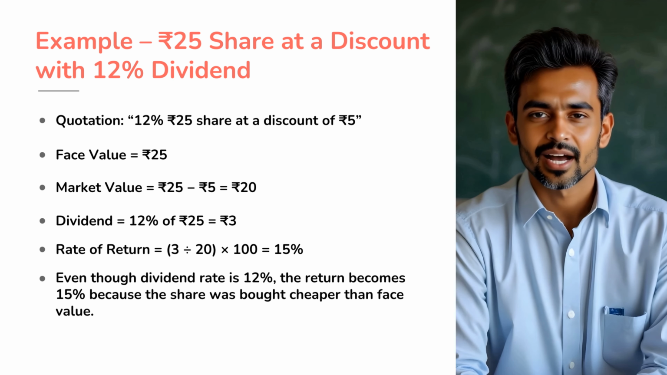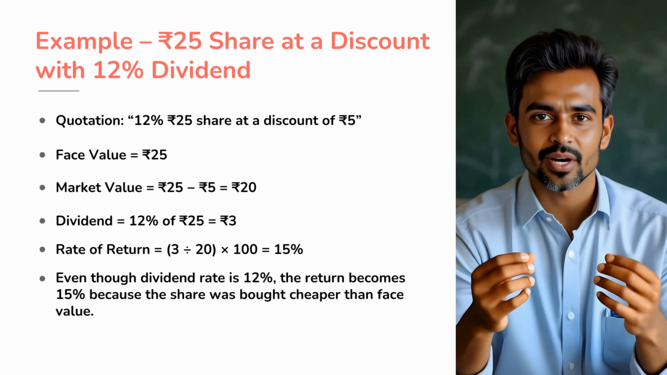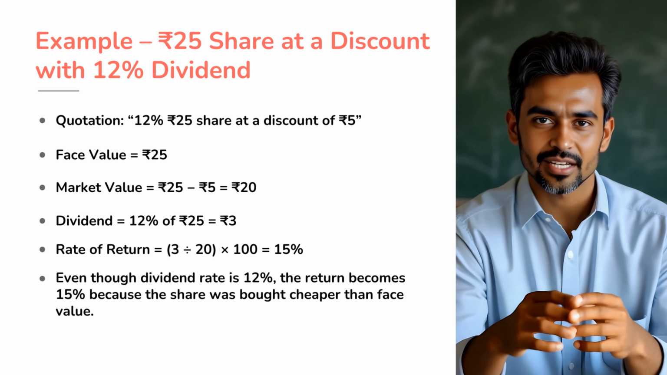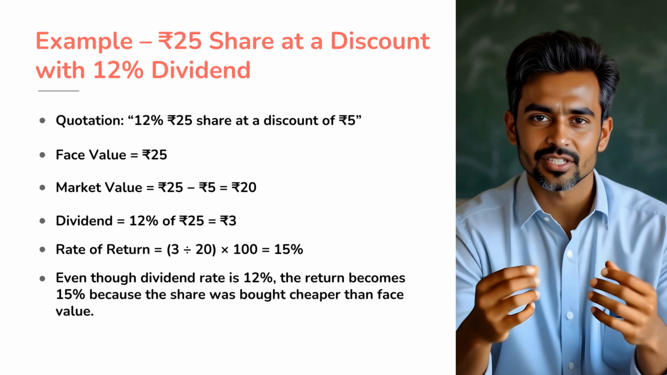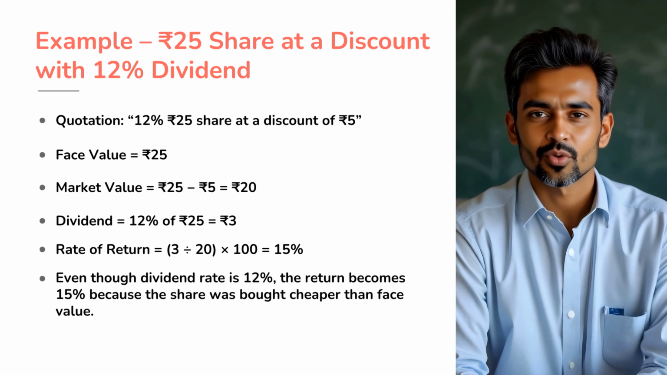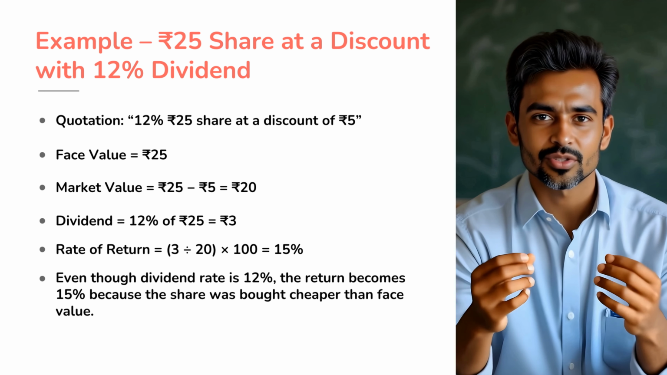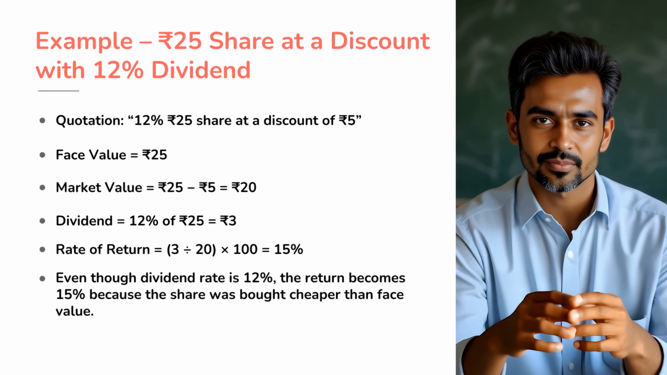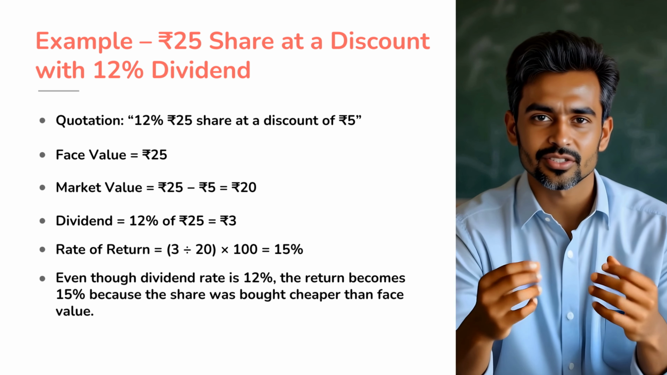Then calculate the rate of return. Rate of return equals open bracket 3 divided by 20 close bracket multiplied by 100, which equals 15%. Now, isn't that interesting? Even though the declared dividend is only 12%, the return becomes 15% because the share was bought below its face value. This example proves that a share with a lower dividend can still provide a higher yield when purchased at a discount. And that's the beauty of stock market math. Smart buying can boost your earnings.